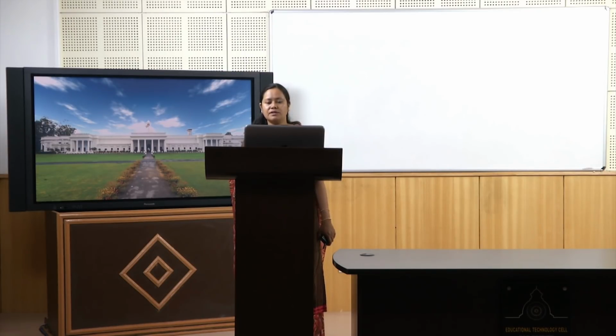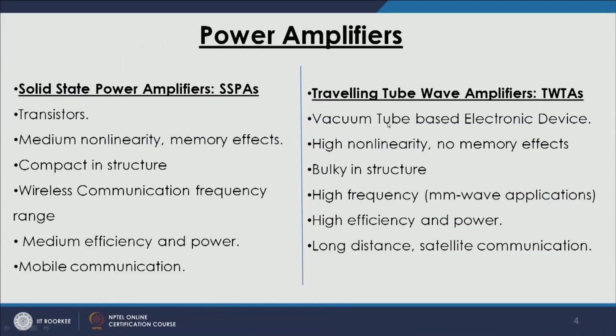Now, if we have a look at traveling wave tube amplifiers, they are vacuum tube based electronic devices. They have much higher nonlinearity as compared to their SSPA counterparts. They do not have any memory effects. They are bulky in nature, but they can be used for very high frequency, so millimeter wave applications. They have higher efficiency than SSPAs, and they can provide much higher power.